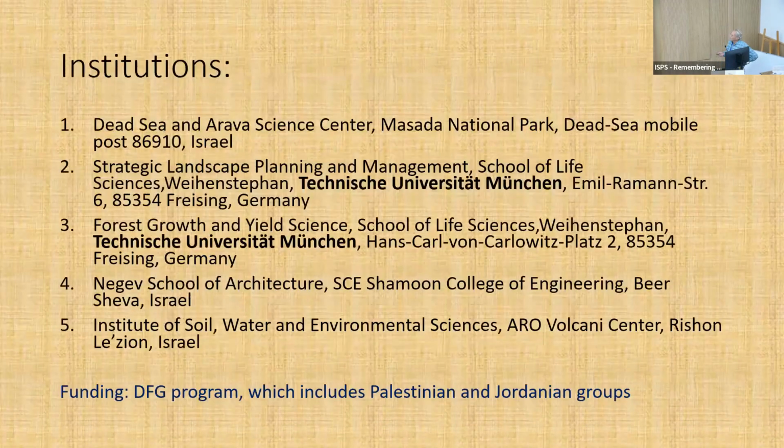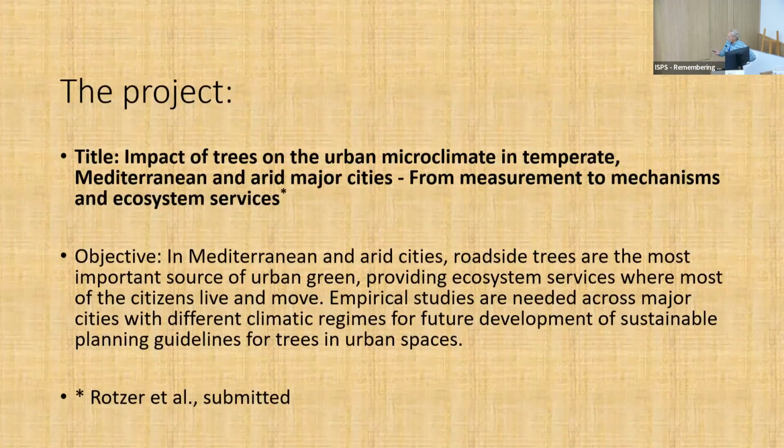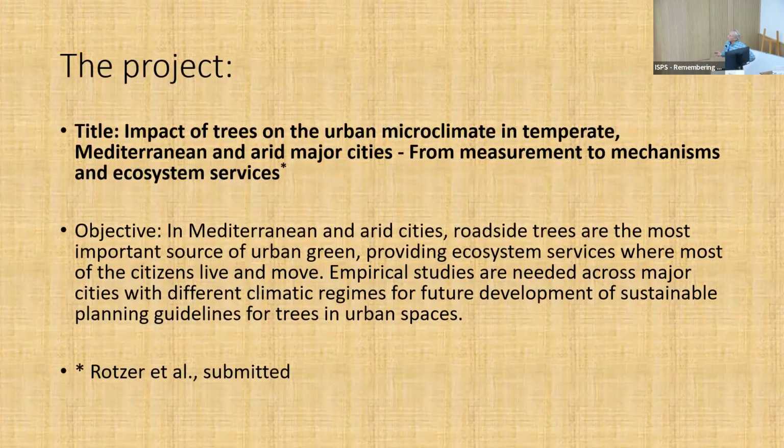Okay, so these are the institutions involved, and you can see there's a number of groups, and the funding was from a big DFG grant from Germany. We had Palestinian and Jordanian groups involved also, but not in what I'm going to be presenting. There's a group from Munich and a group from Israel, and the name of the project is to get an idea of the impact of trees on urban microclimate in temperate Mediterranean major cities, from measurements to mechanisms and ecosystem services. And I won't read the rest.